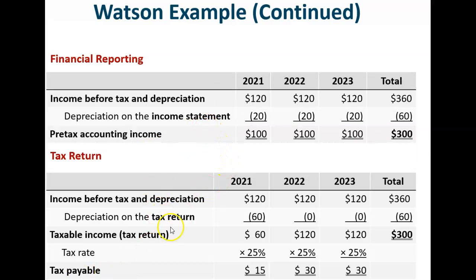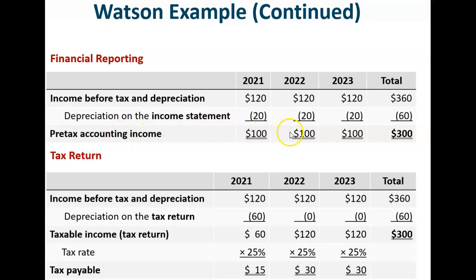And this slide simply compares what we just talked about, the financial reporting and the tax reporting. Let's first focus on pre-tax accounting income and taxable income on the tax return. Notice that pre-tax accounting income and taxable income, as I said before, are both $300,000 over the 3-year period. But these two amounts differ from each other in each of the 3 years.